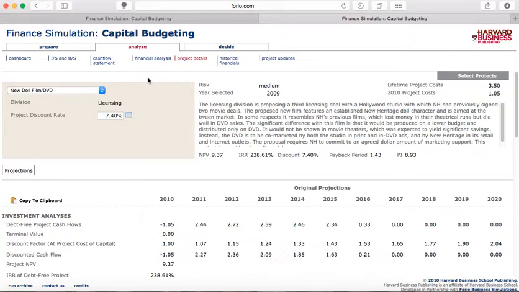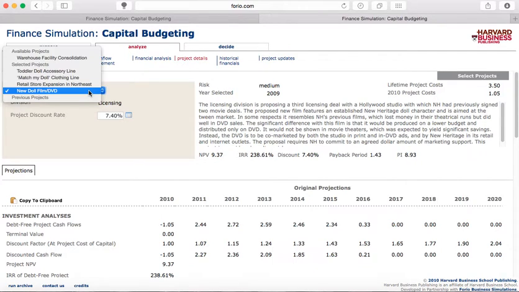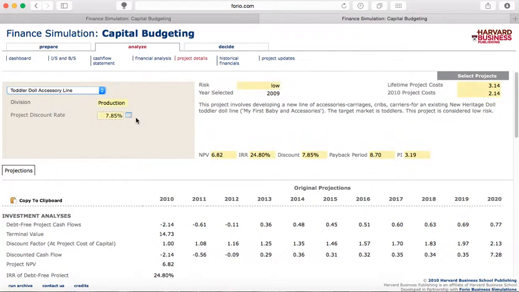So when we go over to project details, something that we want to keep in mind is the discount rate, because that can affect all of our numbers, including net present value, internal rate of return, and profitability. So just clicking on a selected project, for production, using the company discount rate, you see that net present value is 6.8, profitability is 3.1.